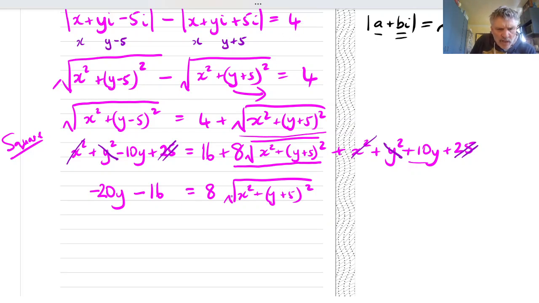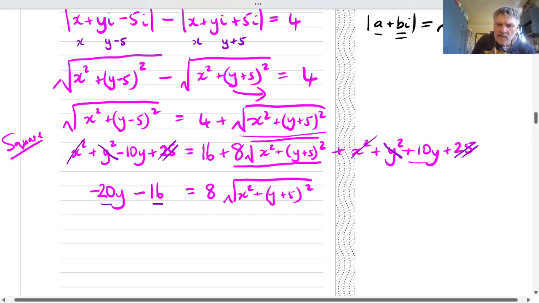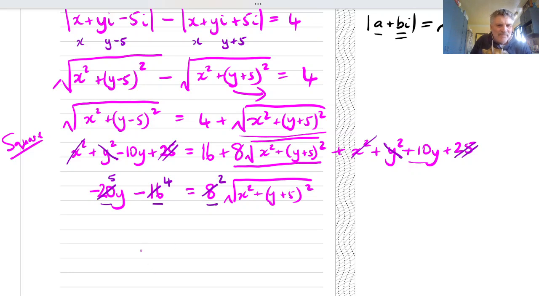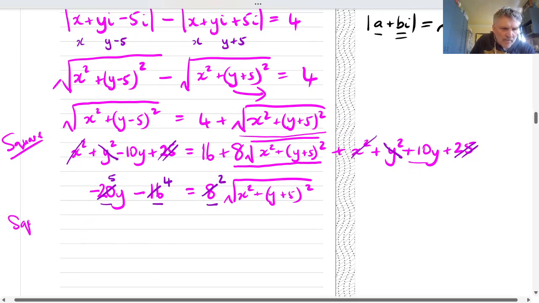Before we square, we might notice that we've got a common factor of 4 in 20, 16 and 8. So we can divide by 4 and get 5, divide by 4 and get 4, divide by 4 and get 2. Usually making numbers smaller and not fractions will make our life a little bit easier. So now we square again.